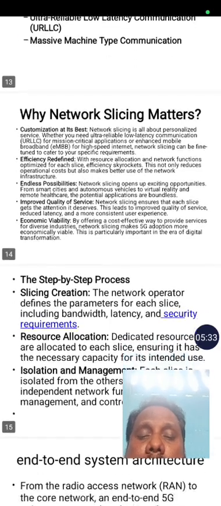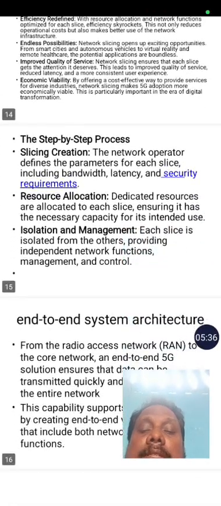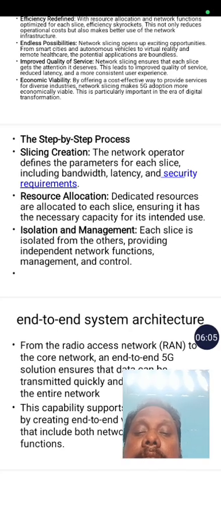So, what is the step-by-step process for network slicing? Slice creation. The network operator defines the parameters for each slice, including bandwidth, latency, and security requirements. Resource allocation. Dedicated resources are allocated to each slice, ensuring it has the necessary capacity for its intended use. Then isolation and management. Each slice is isolated from the others, providing independent network functions, management and control.